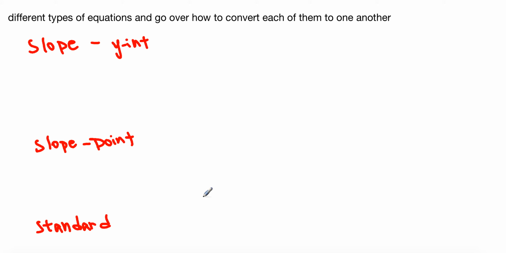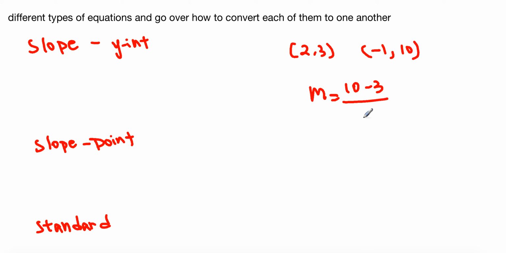So now, let us give you 2 points, for example. Let us say 2, 3 is given, and the other point is negative 1, 10. Then how do you find the equation in each of the given ways? The first thing we can do is find the slope, because it involves both of them anyway. So the slope here is equal to 10 minus 3 over negative 1 minus 2. Then we get top is 7, bottom is negative 3. So we realize the slope is negative 7 over 3.